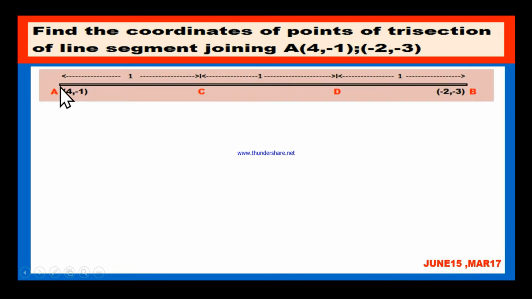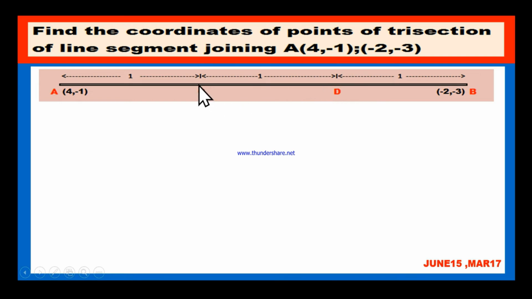You see this. A is one endpoint and B is the second endpoint. This is the line segment joining AB. This line segment AB is divided into 3 equal parts. This is one part, this is the second part, and this is the third part by means of these 2 points C and D. By means of these 2 points C and D, you can divide the total line segment AB into 3 equal parts. Therefore, the points of trisection means you have to find the coordinates of C and also the coordinates of D.